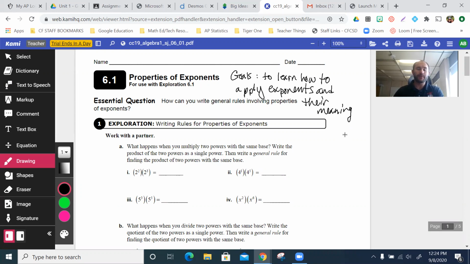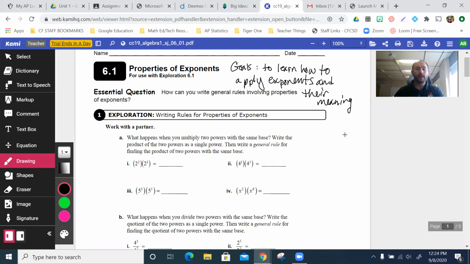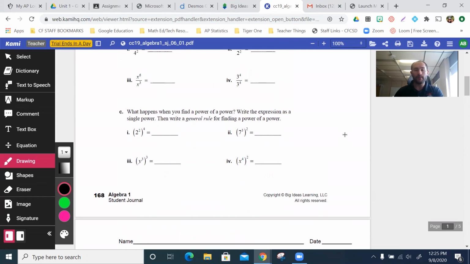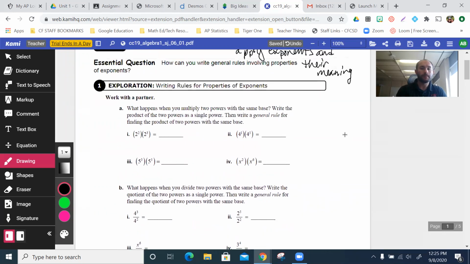Let me back up for a second. This is in your student journal on page 168. So we're going to use your Algebra 1 student journal right there on page 168. This is where we can find that. So if you could flip to that, that would be great. We're going to go through here.